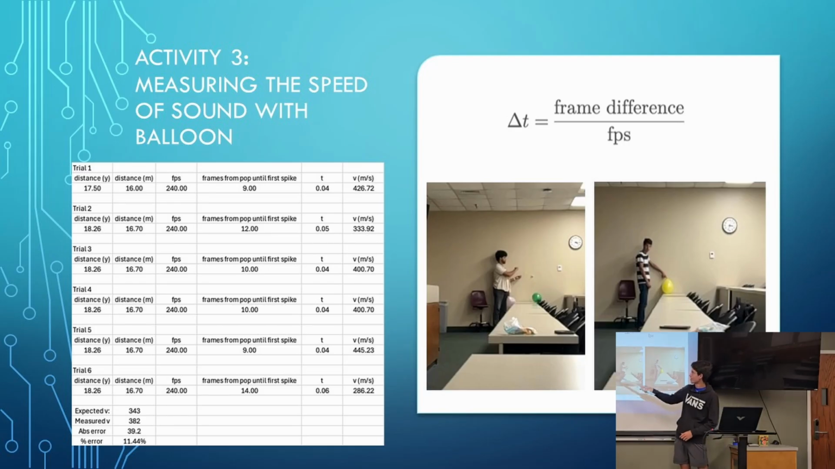Here we have, for the first trial we found 9 frames, second 12, for the third 10, and so on. And we took that amount of frames and divided it by the FPS of a standard iPhone, which is 240, to get our time. And using then the standard equation of V equals D over T, we found our velocity, and we did that for 6 different trials and averaged all those velocities to get a measured velocity of 382 meters per second. The expected is 343 meters a second, giving an absolute error of 39.2 and a percent error of 11.44%, which is higher than our other activities.